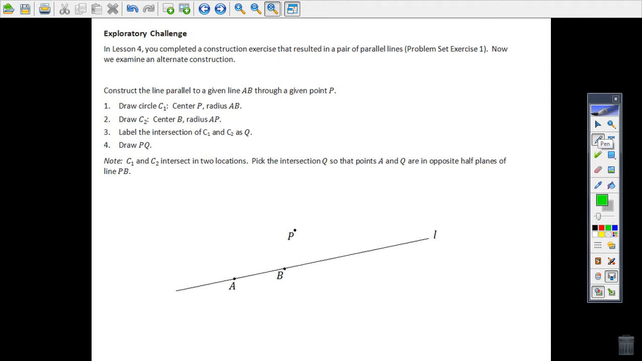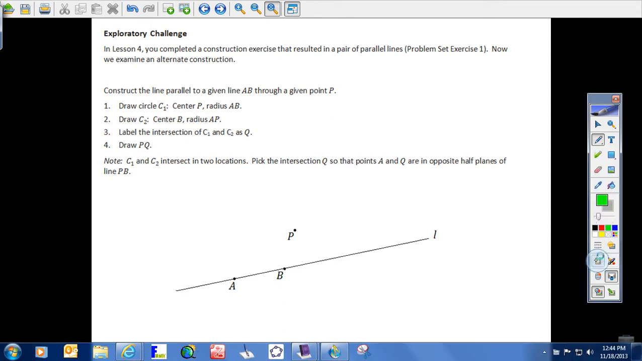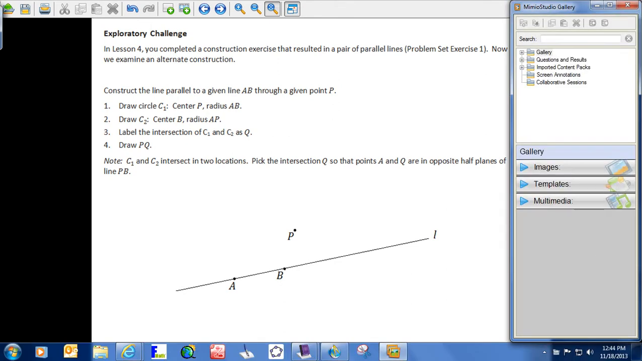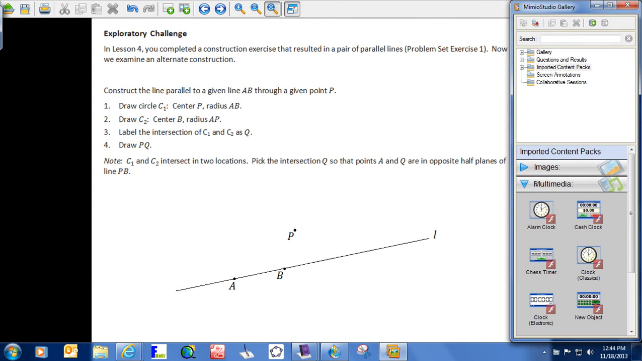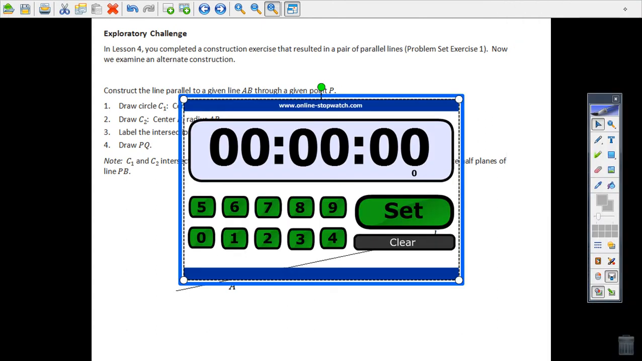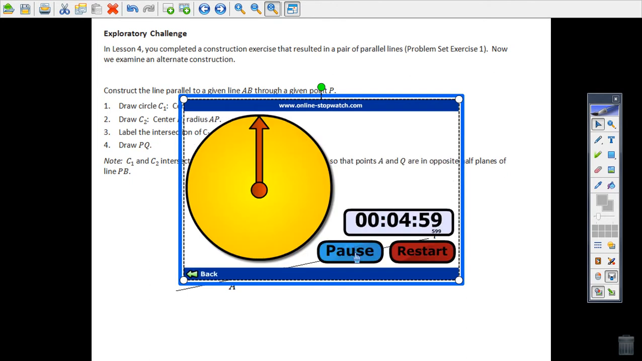Okay, so as an opener, we have a little challenge to do here. With your partner on page 89, read the directions. There are 4 steps. See if you can complete the construction using the directions. I'm going to give you not too long to do it, so maybe about 5 minutes. Follow the directions. See if you can do it. If you need help, I'll come help you.